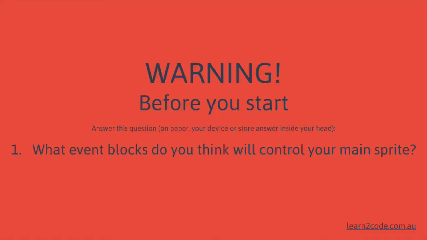So before we start, let's just have a think. What event blocks in Hopscotch do you think will control your main sprite? That's the first thing we need to do. The most important thing is getting that helicopter, or that main sprite, whichever you choose that character to be, and to make it possible for the player to move the character around the screen.